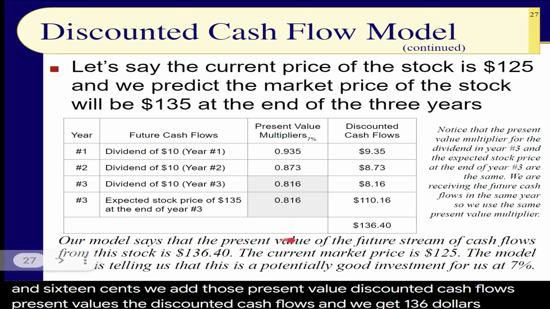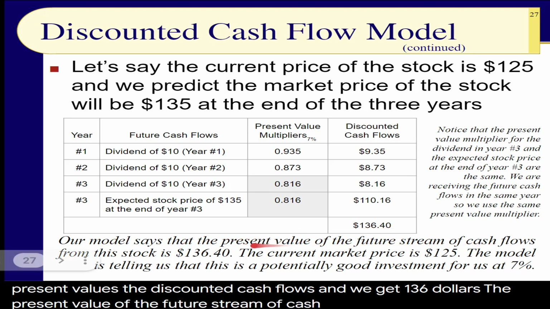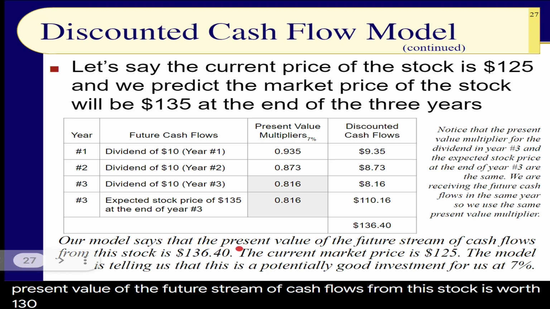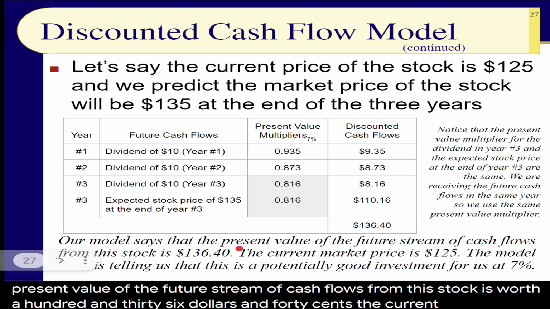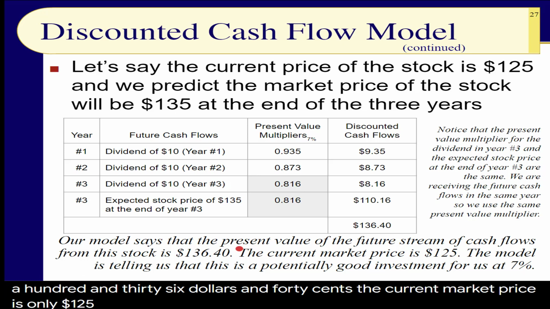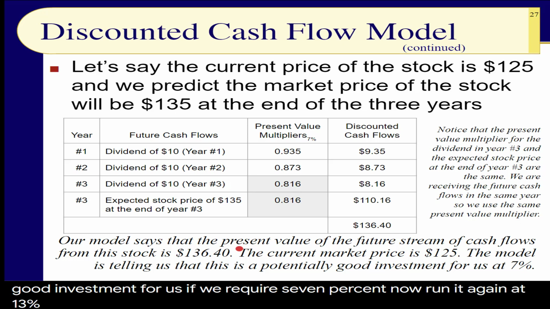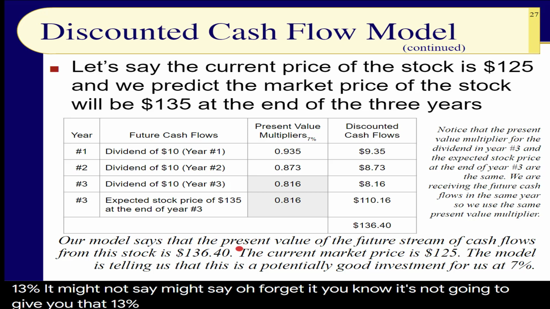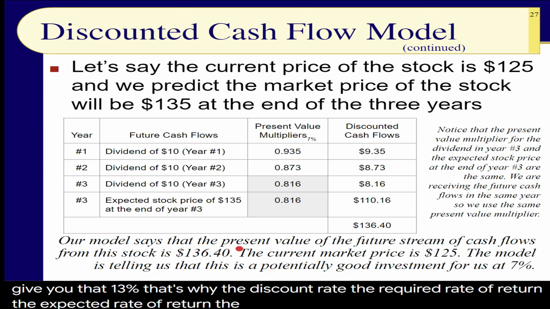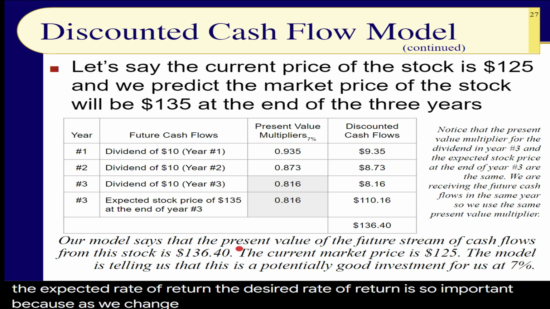So our model says that the present value of the future stream of cash flows from this stock is worth $136.40. The current market price is only $125. So therefore, the market is telling us that this is a potentially good investment for us if we require 7%. Now, run it again at 13%, it might say, oh, forget it. It's not going to give you that 13%. That's why the discount rate, the required rate of return, the expected rate of return, the desired rate of return is so important. Because as we change that, the model results change dramatically.